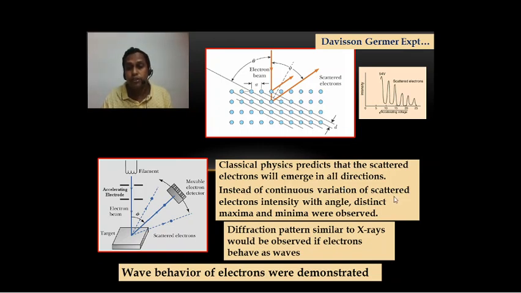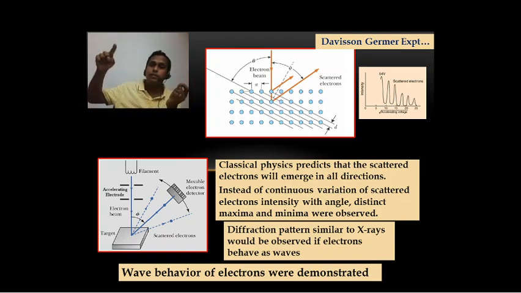Instead of a continuous variation of scattered intensity with angle, distinct maxima and minima were observed. After scattering, we expect a uniform intensity. But instead of getting uniform intensity, at some point there is maximum intensity, then minima, then maxima and minima. This type of intensity distribution is observed. Is it clear? After scattering of electrons by the nickel crystal, the classical expectation is a uniform intensity.